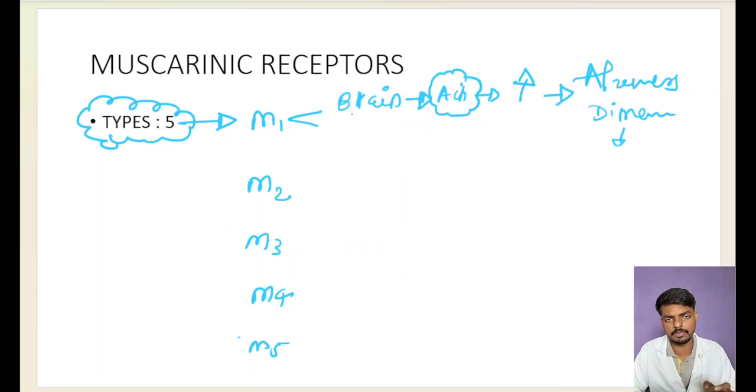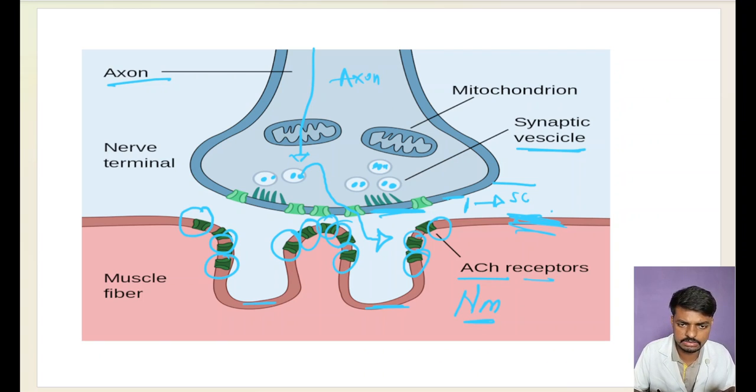If there is any acetylcholine deficiency at the neuromuscular junction, or any damage to these nicotinic muscarinic receptors or ACh receptors, we study that as a very important condition, myasthenia gravis. Very important point.